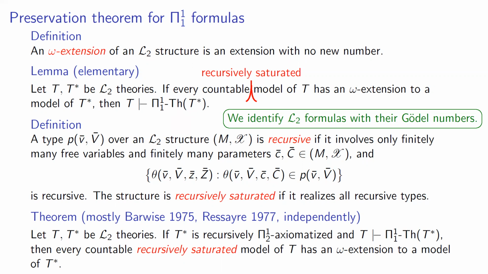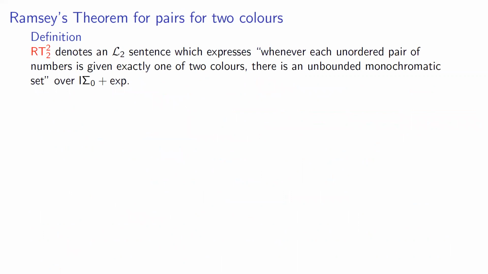One of the popular applications of this method is when people look at the Ramsey theorem for pairs for two colors. Let me quickly recall what this is. I believe most of you know this pretty well. I denote this by RT22, the usual Ramsey theorem for pairs with two colors, which expresses that whenever each unordered pair of numbers is given exactly one of two colors, there is an unbounded monochromatic set.